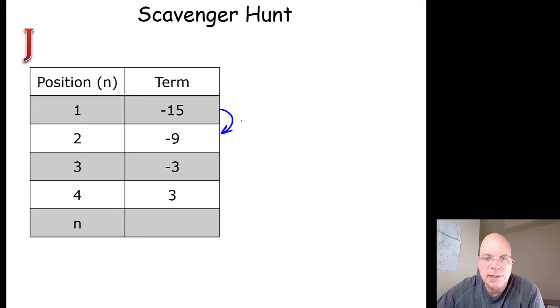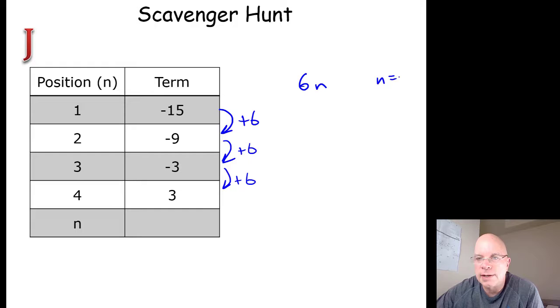J is increasing by 6 each time. So the rule starts out with positive 6n. When n is 1, we would have 6 times 1 is 6. But I want negative 15, so I need to subtract 6 just to get to 0. And then I need to subtract 15 more to get to negative 15. So altogether I'm subtracting 21.